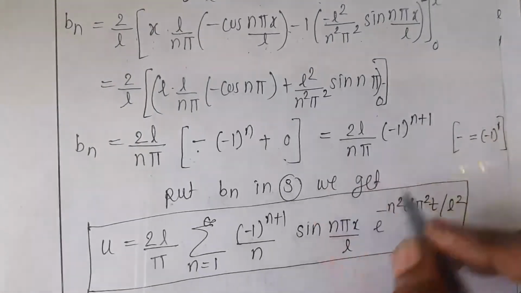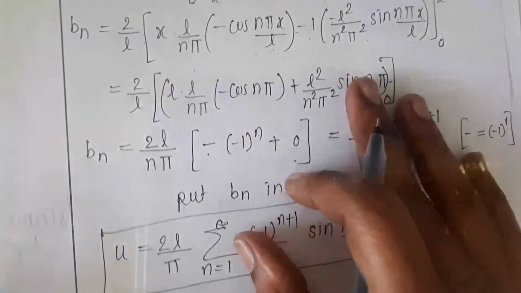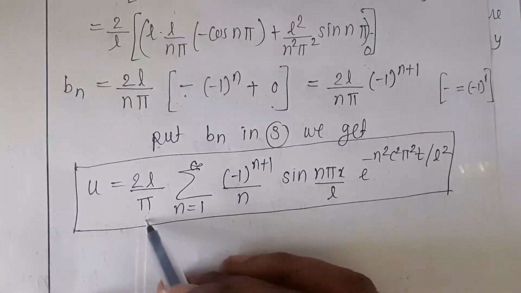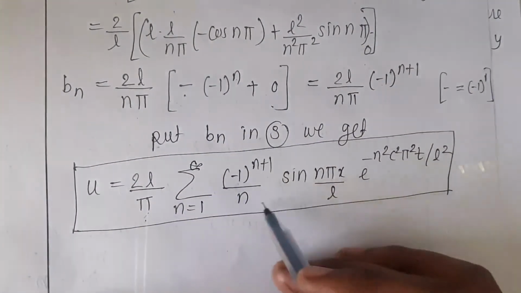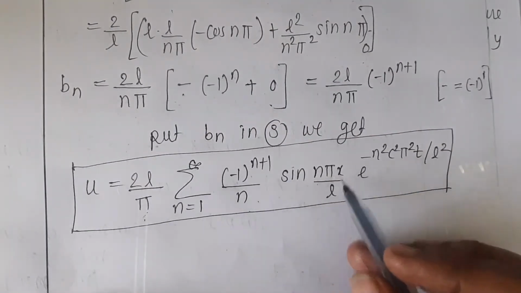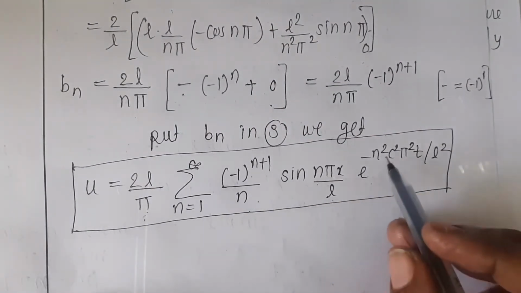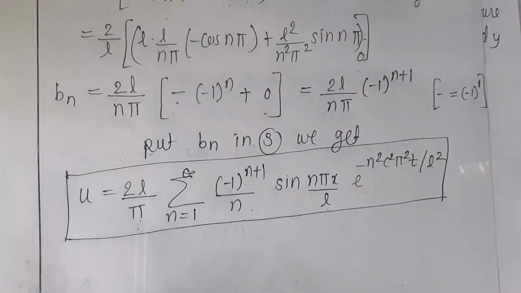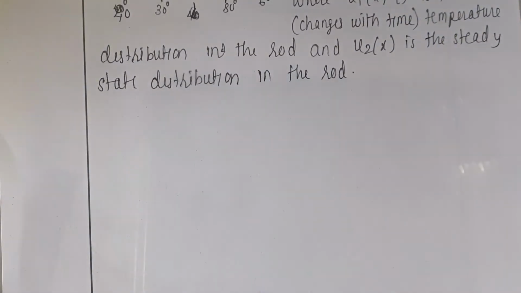So substituting this bn value in equation number 3, we obtained the solution u is equal to 12 by pi summation n is equal to 1 to infinity, minus 1 to the power n plus 1 by n, sine of n pi x by L, into e to the power minus n square c square pi square t by L square. So this is one example of heat flow.